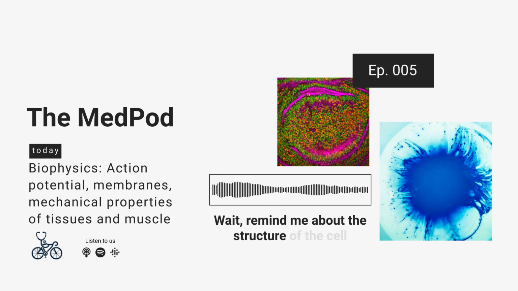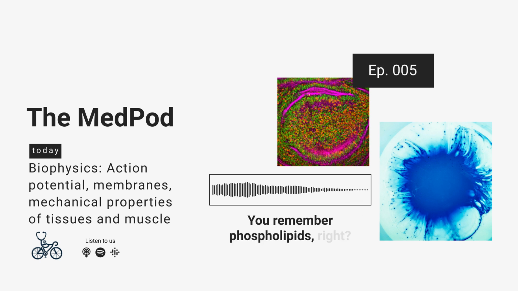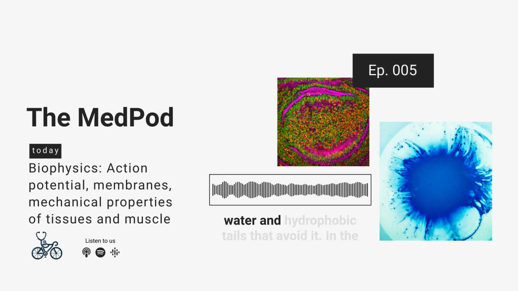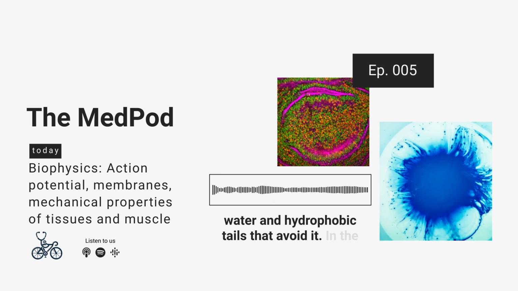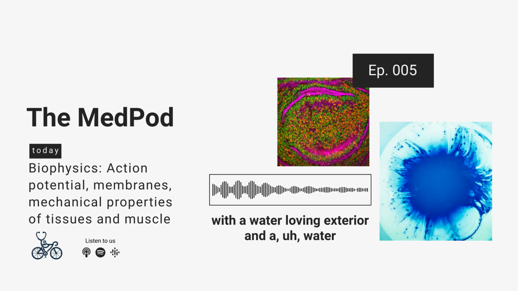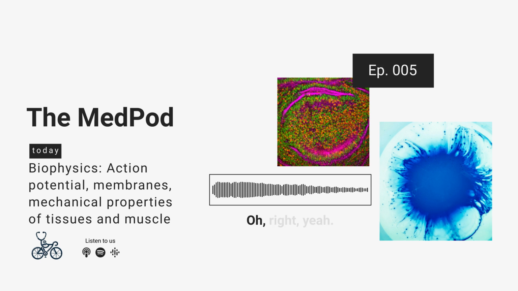Wait, remind me about the structure of the cell membrane again. What is it made of? It's primarily composed of a phospholipid bilayer. You remember phospholipids, right? They have these hydrophilic heads that love water and hydrophobic tails that avoid it. In the cell membrane, 2 layers of phospholipids arrange themselves tail to tail, forming sort of a sandwich with a water-loving exterior and a water-fearing interior. That's why it's called a bilayer.